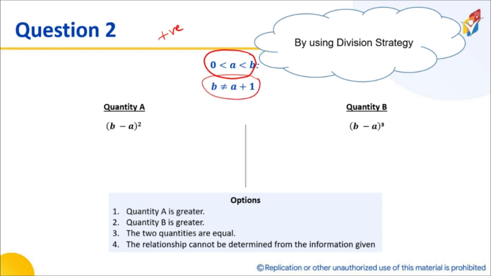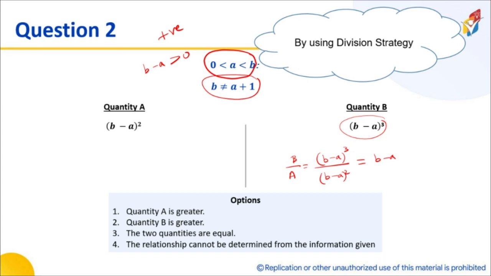The first thing that you need to realize is B minus A is positive. How do I know? Because B is greater than A, B minus A is positive. So I am looking at comparing B minus A whole square with B minus A whole cube. Obviously, you can divide because things are positive. Had they not been positive, you would have been jittery about dividing. So capital B by capital A would be B minus A whole cube divided by B minus A whole square, which is equal to B minus A.